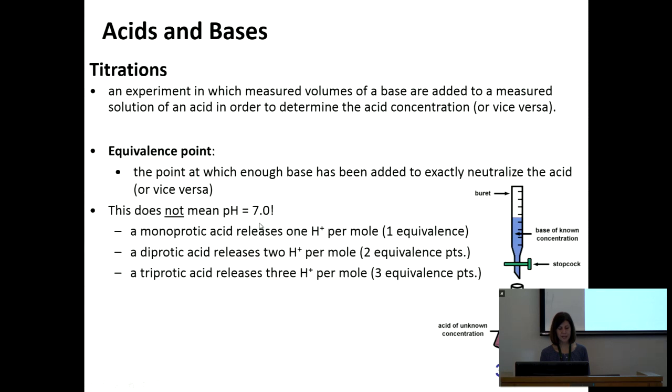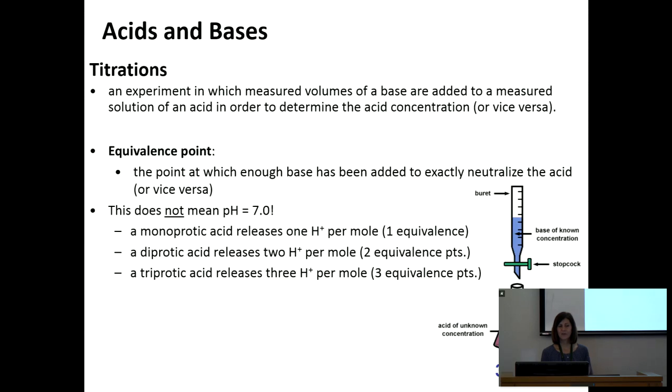That does not mean pH 7. It depends on the nature of the acid. Now, if we have a strong base and a strong acid, the pH at the equivalence point will be 7. So when you did your titrations of sodium hydroxide against hydrochloric acid, the equivalence point was 7, and you used phenolphthalein as your indicator. But when we have a weak acid, our equivalence point will be different.